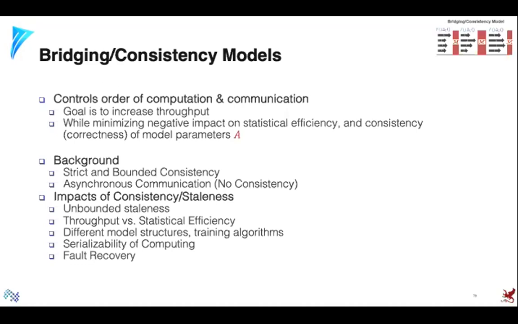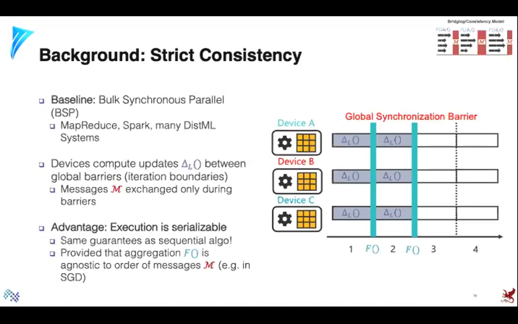And the goal here is to increase throughput without hurting the statistical efficiency too much. There are three models of consistency: strict, bounded, and asynchronous. Their impact on many facets of ML training is actually pretty far-reaching, and we're going to talk about that in detail. So let's start with strict consistency.